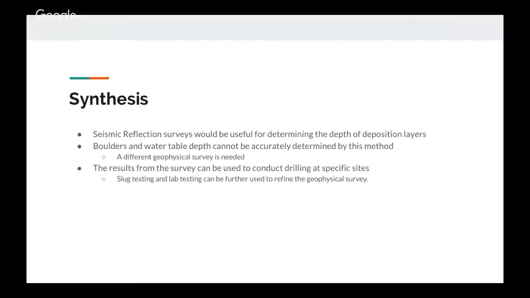In terms of synthesis, the seismic reflection would be good for determining the depth of the layers, which is great for drilling. If you want a better understanding of the surrounding geology, you're going to need different geophysical surveys.